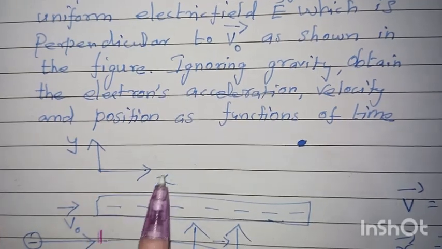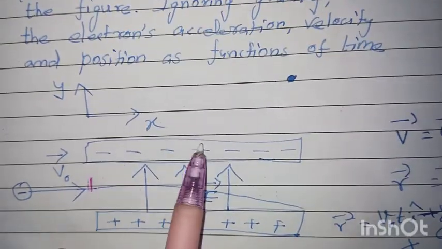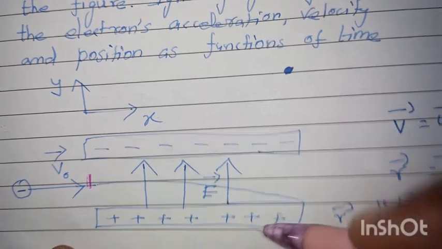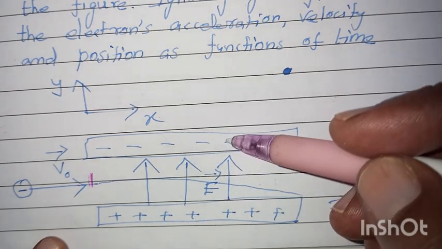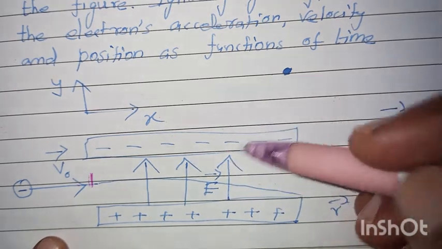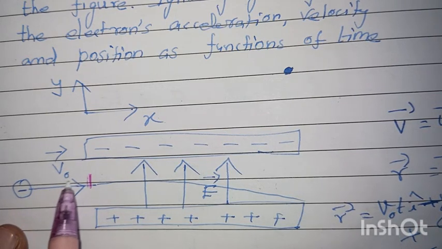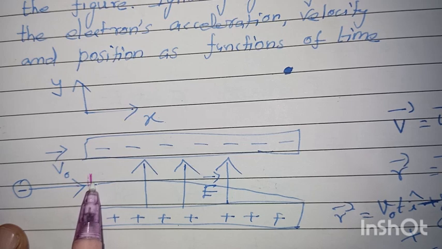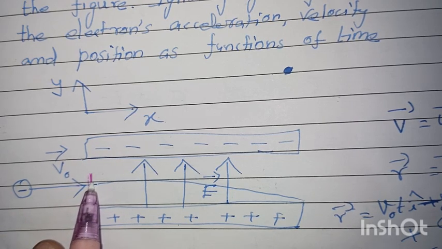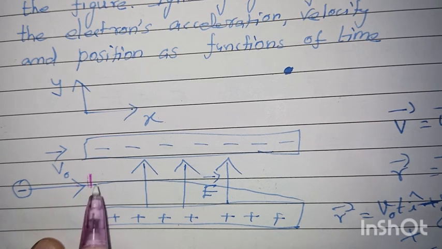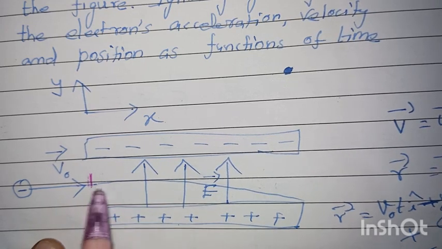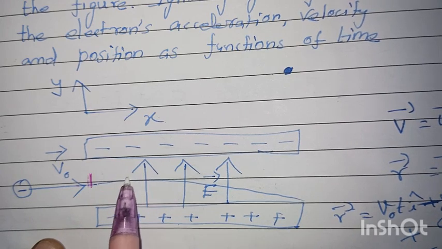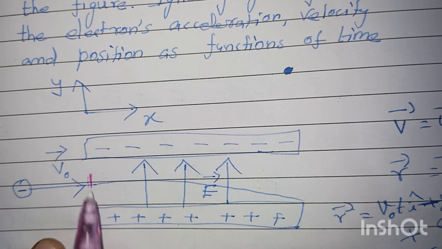So this is the y-axis, x-axis, and this is negative potential, positive potential, and the direction of the electric field is this, that is along the y-axis. Positive y-axis is the direction of the electric field, and this is the direction of v0, the initial velocity. At the point it meets the electric field, the velocity of the electron is v0. So this is the direction of v0 and this is the direction of the electric field. They are perpendicular to each other.